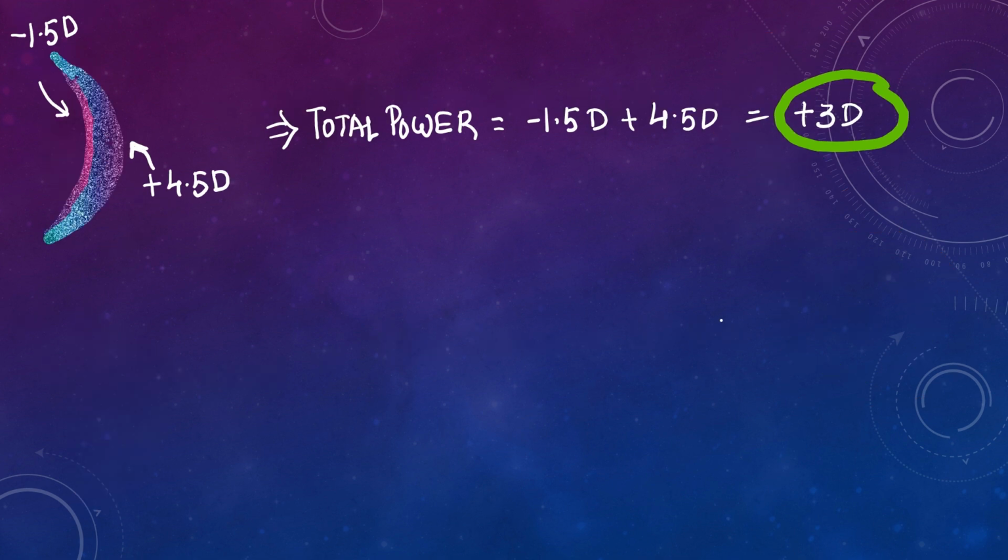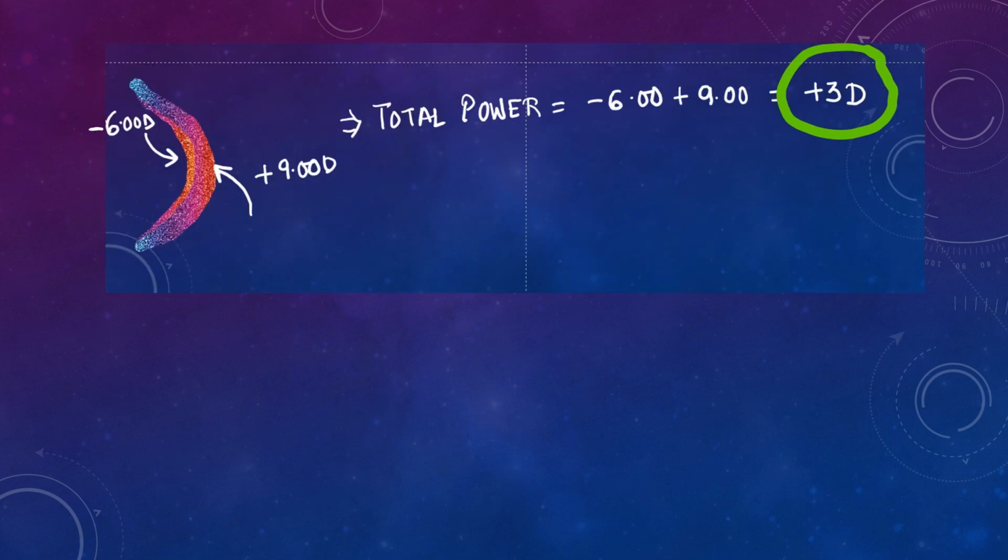Now, are there any other optical equivalent forms to get the same power? Yes. Have a look at this lens over here. This is a concave convex lens. The anterior surface is concave and the power is minus 1.5, and the posterior surface is convex and the power is plus 4.5. So what will be the total power? Total power again will be plus 3 diopters. So this is also an optical equivalent form.